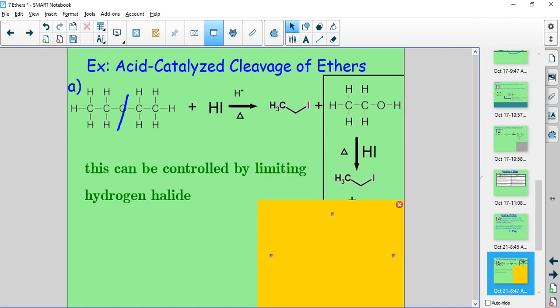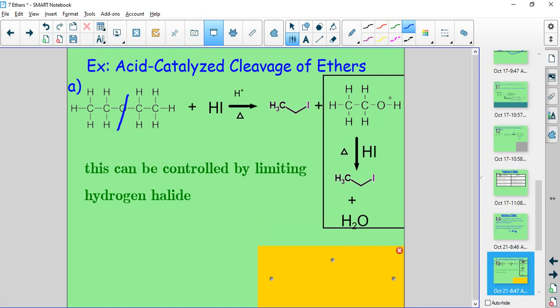Okay, now this can be further reacted. This reaction can be controlled by limiting the hydrogen halide used. A substitution reaction can occur here, where you can have iodine, in this case, replacing your OH group with a byproduct of water. So OH, H, H2O, iodine replaces that, and we have another alkyl halide. Of course, this can be limited by limiting your hydrogen halide. Back to grade 11, limiting reagents.